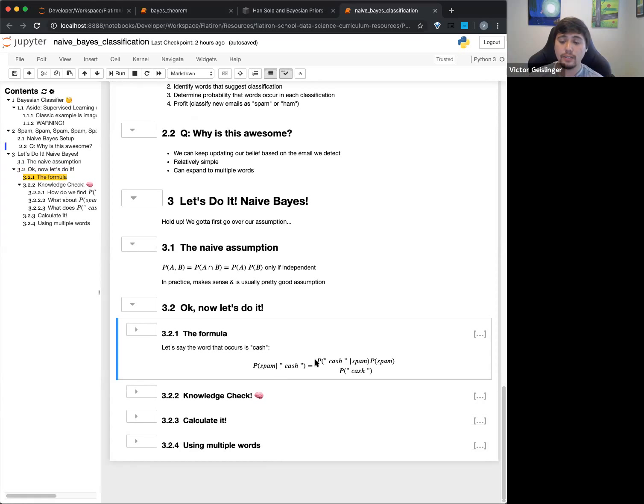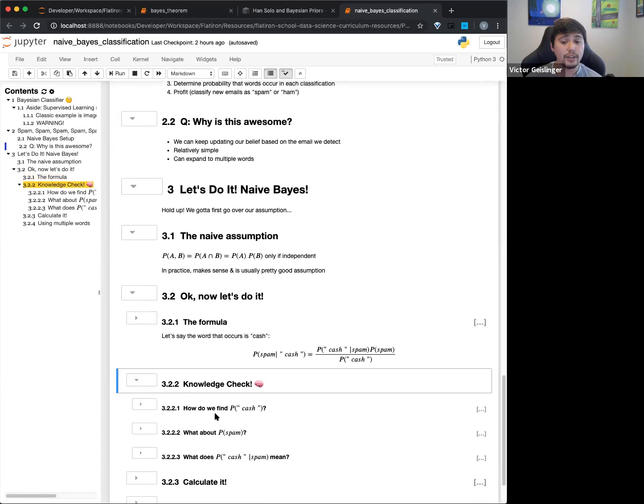Okay. And so this is just going to be equal to the probability of having the word cache given that it's spam, times the probability of spam, divided by the probability of using cache just in general, whether it's cache for spam or cache for ham. Okay. Everyone follow me so far? There are a lot of words being thrown around, but hopefully this is similar to what we've seen before.